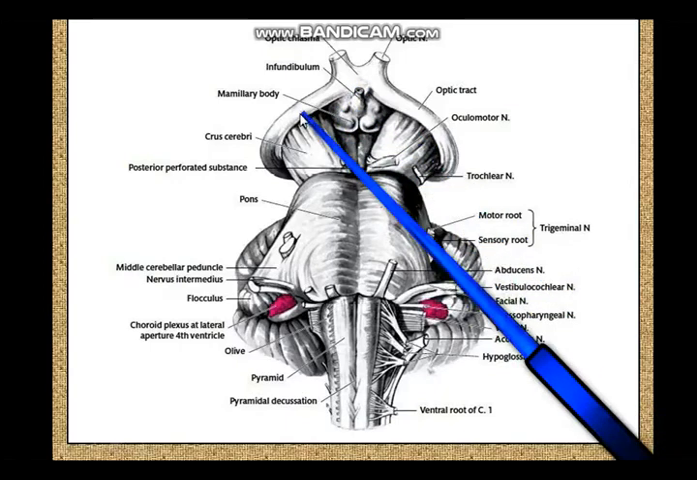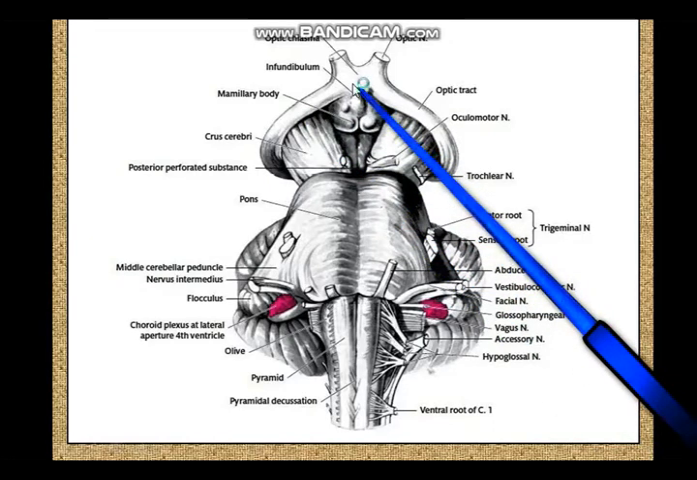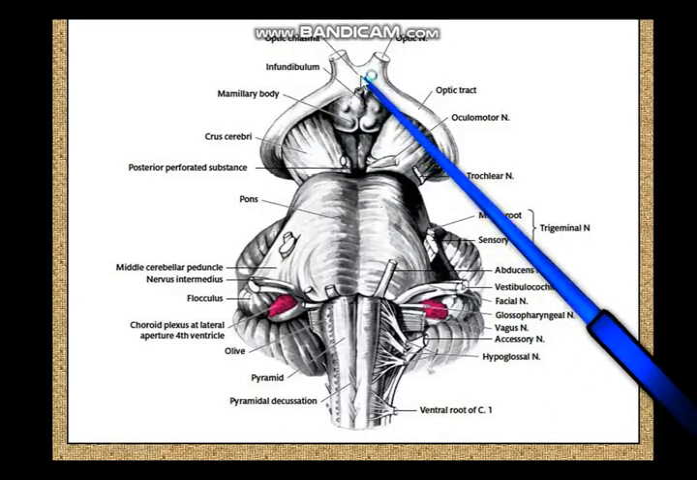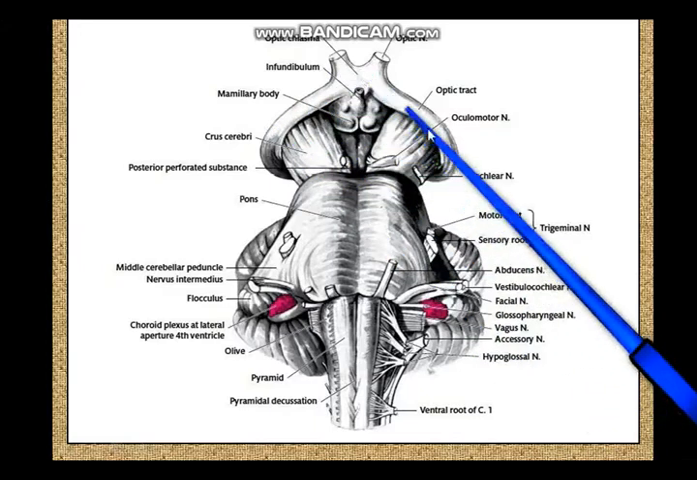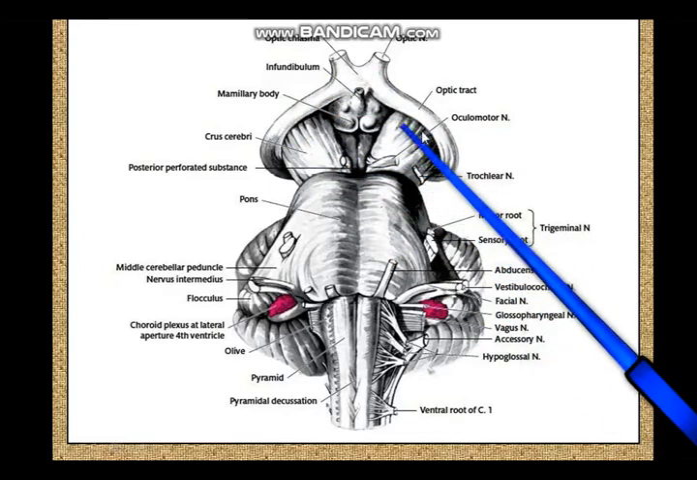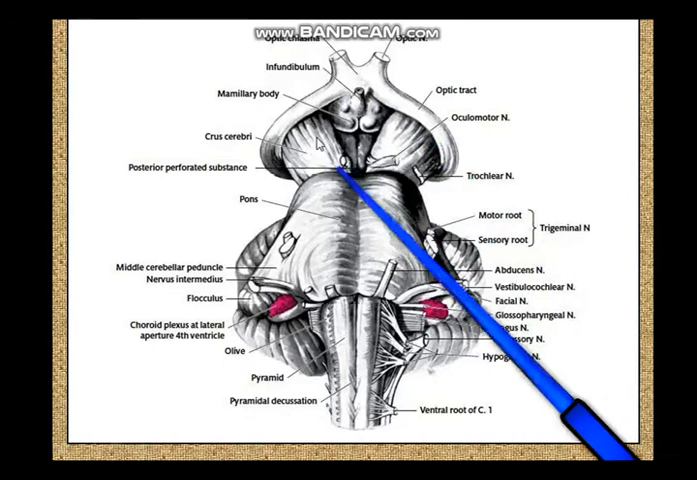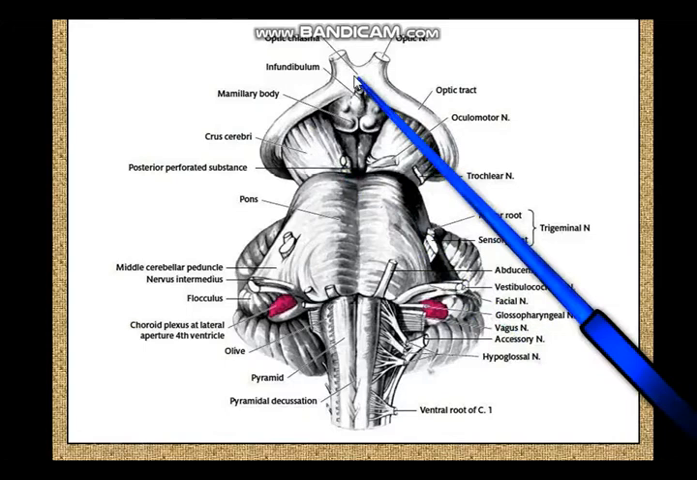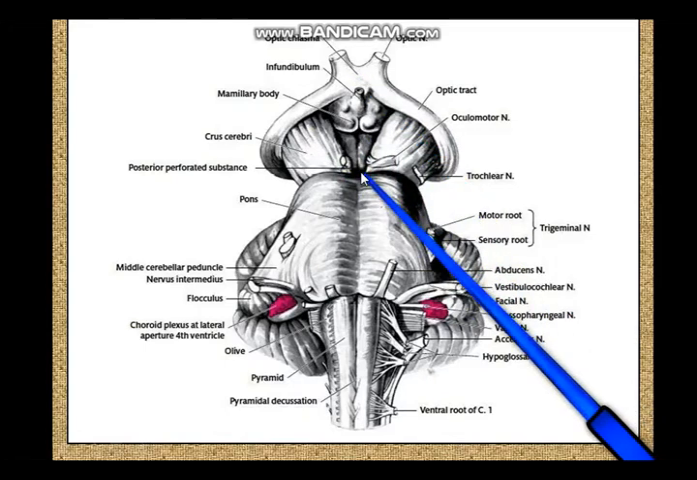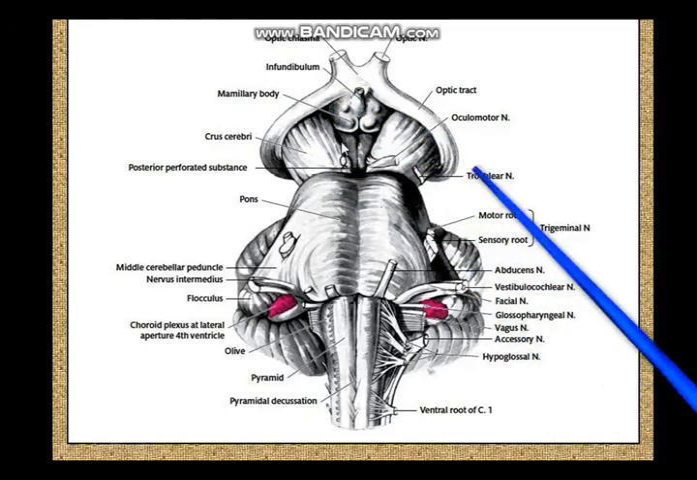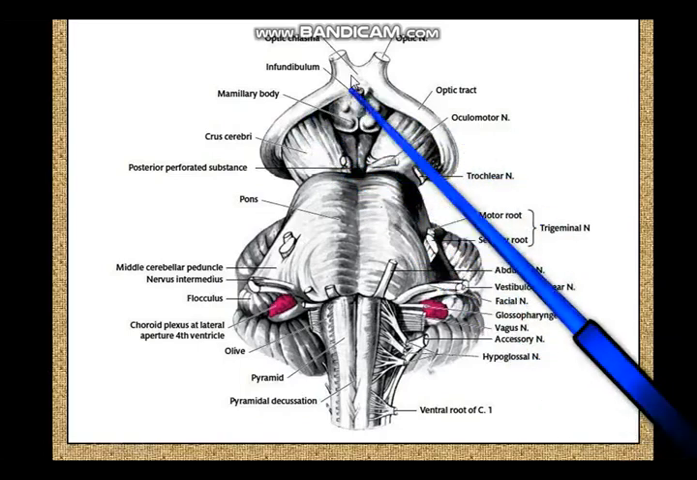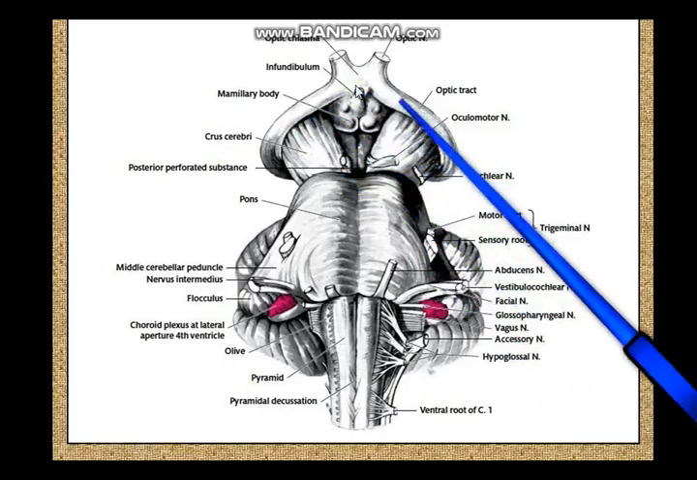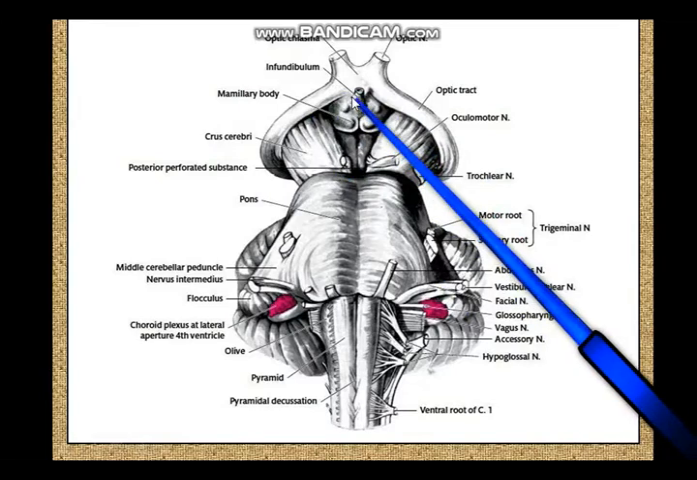And you already know that this diamond shaped interpeduncular fossa is bound anteriorly by the optic chiasma, on the sides by the optic tract, and posteriorly by the crura cerebri and the upper border of the pons. So optic chiasma, upper border of the pons, optic tracts and the crura cerebri. And within this diamond shaped space, you can make out the infundibulum or the pituitary stalk.